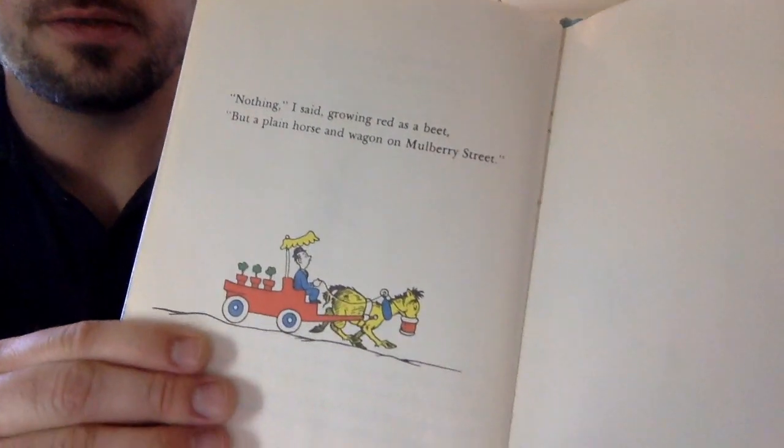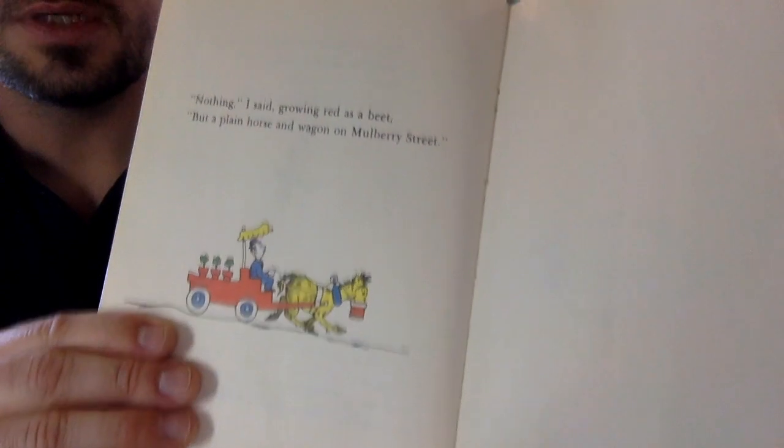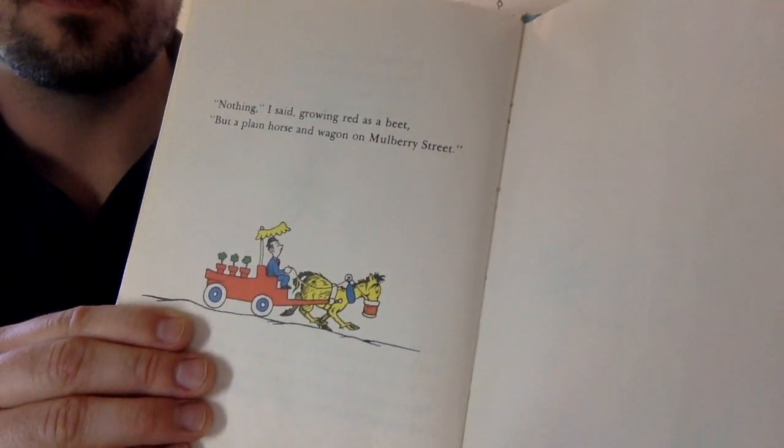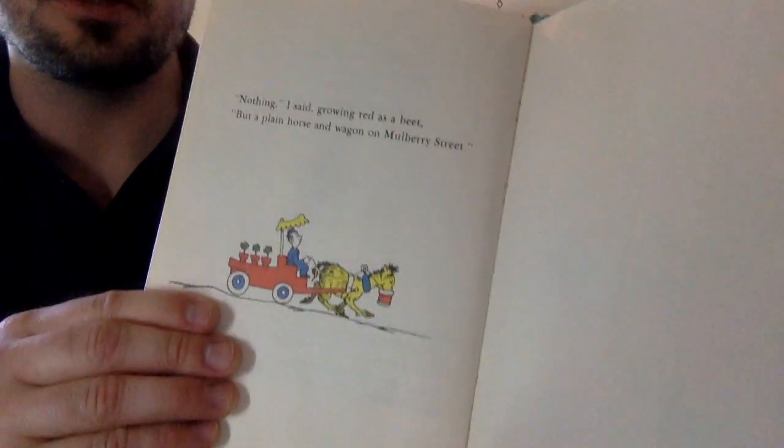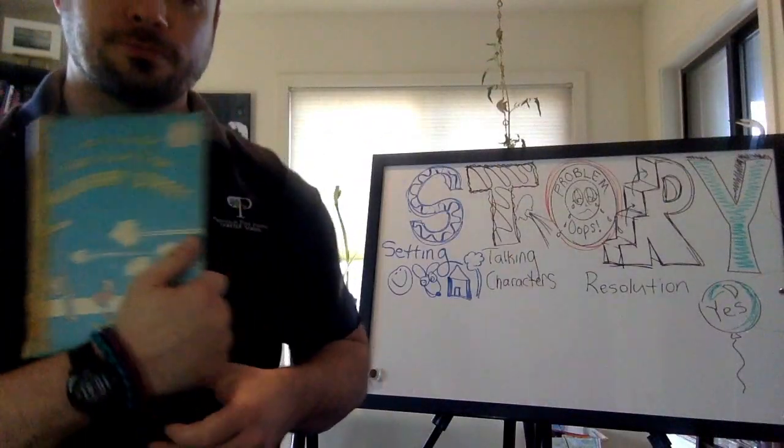Nothing, I said, growing red as a beet, but a plain horse and wagon on Mulberry Street.